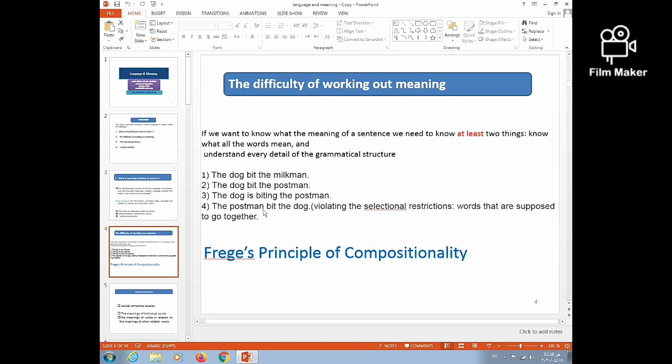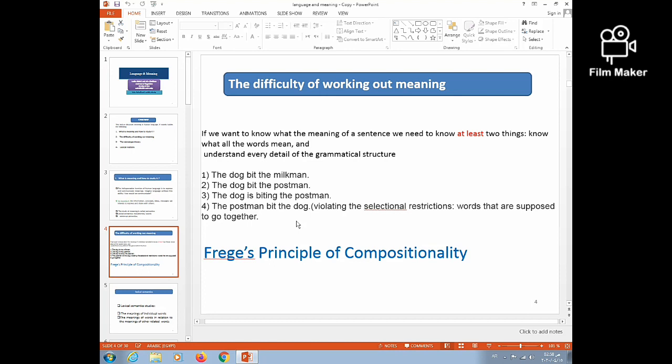It's not the postman who bit, but it's the dog which bit. So here we find that the postman cannot bite the dog, because bit and the postman cannot go together. And this is why it's a very interesting example, and we have to look at it as something that violates selectional restrictions, which has to do with how words go together.